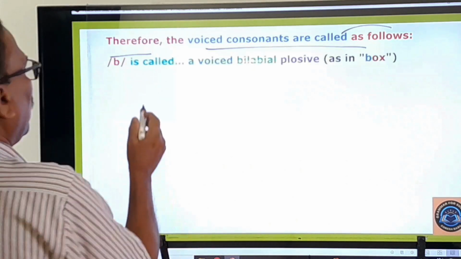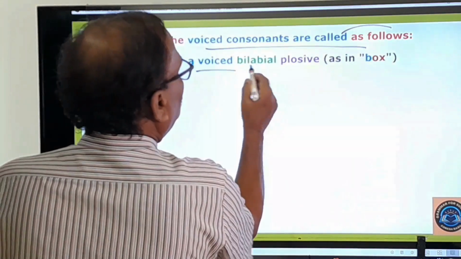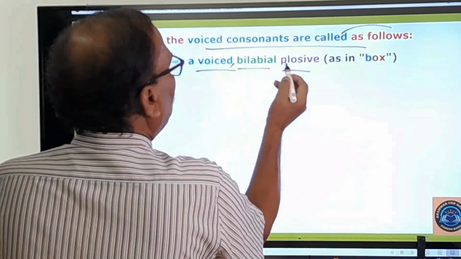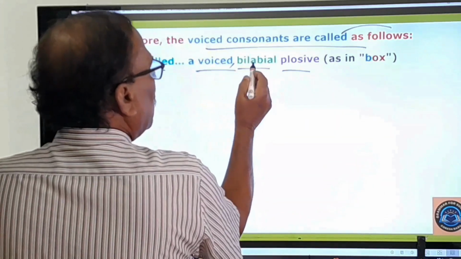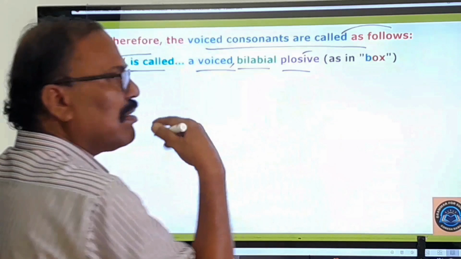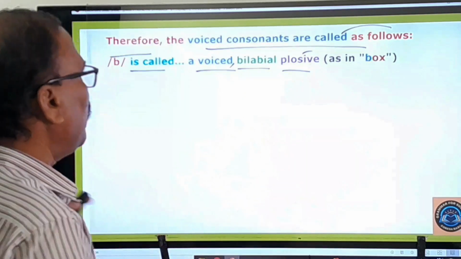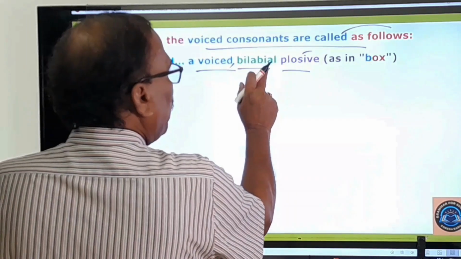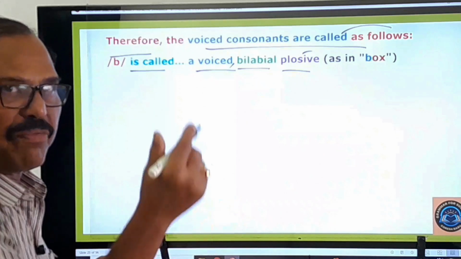B is called a voiced bilabial plosive. It's a voiced consonant. It's a bilabial: in the production, two lips will come together, and plosive, the airflow is suddenly released. So therefore, a voiced bilabial plosive. I have used three colors instead of using a comma.